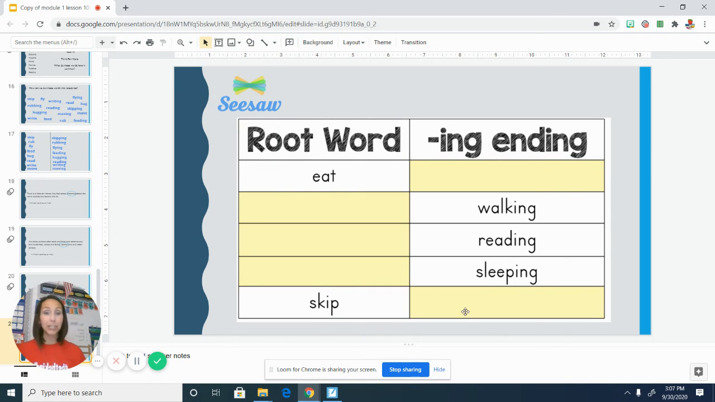So remember, ing added to a verb means it's happening right now.